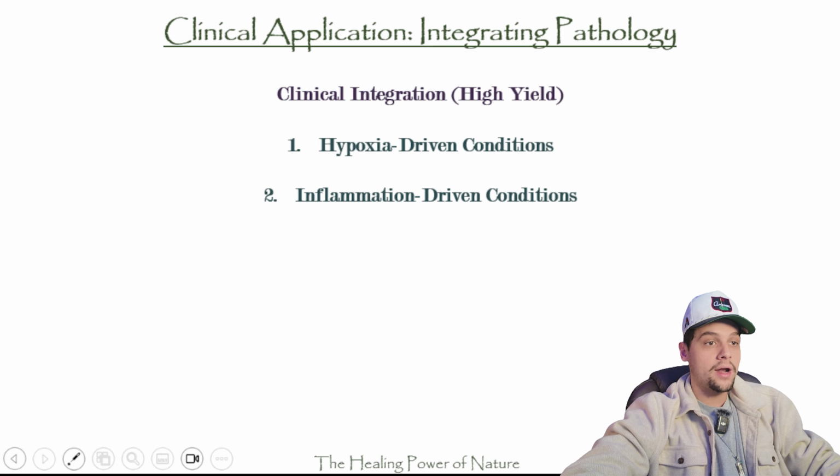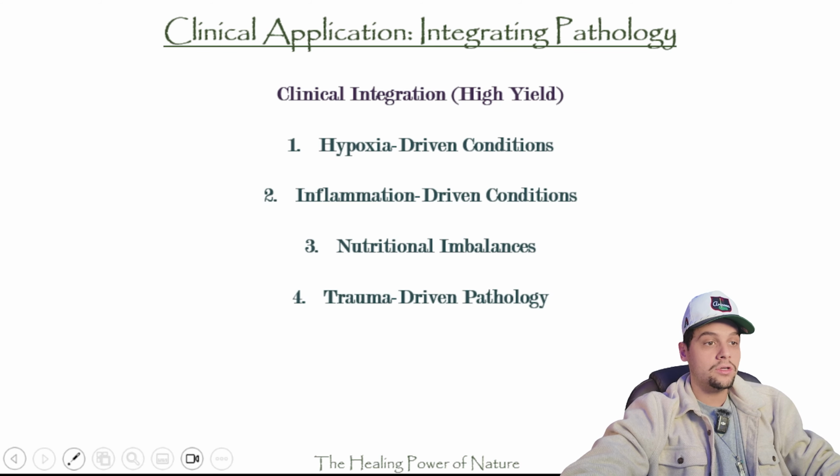Inflammation-driven conditions. For chronic inflammation, fibroblasts promote fibrosis, leading to organ damage. Autoimmune diseases. Immune attacks target sensitive cells like synovial cells in rheumatoid arthritis. Nutritional imbalances. High-yield examples would be vitamin B12 deficiency. It damages myelinated neurons, causing subacute combined degeneration of the spinal cord. Also, iron overload. Zone 3 hepatocytes are affected in hemochromatosis due to oxidative stress. Trauma-driven pathology. Rhabdomyolysis: skeletal muscles break down and release myoglobin, causing renal injury.